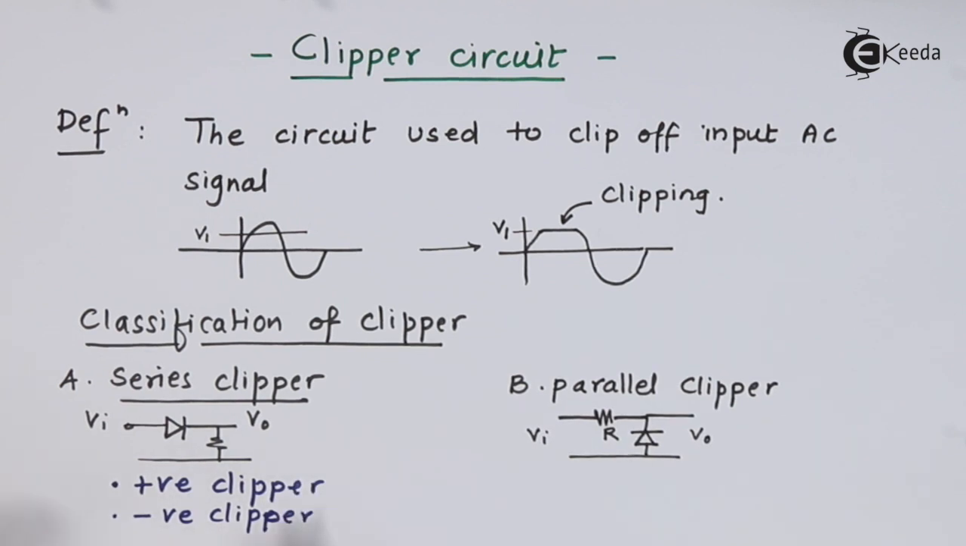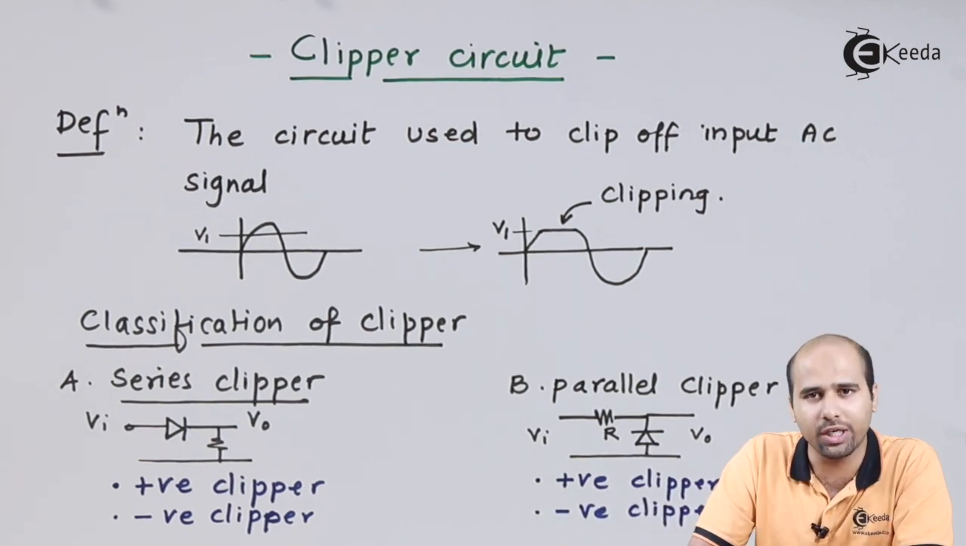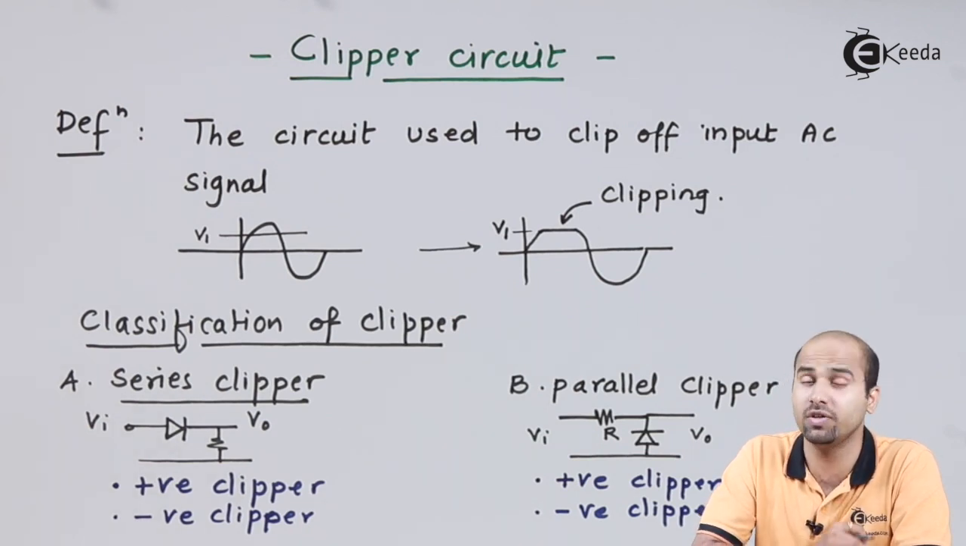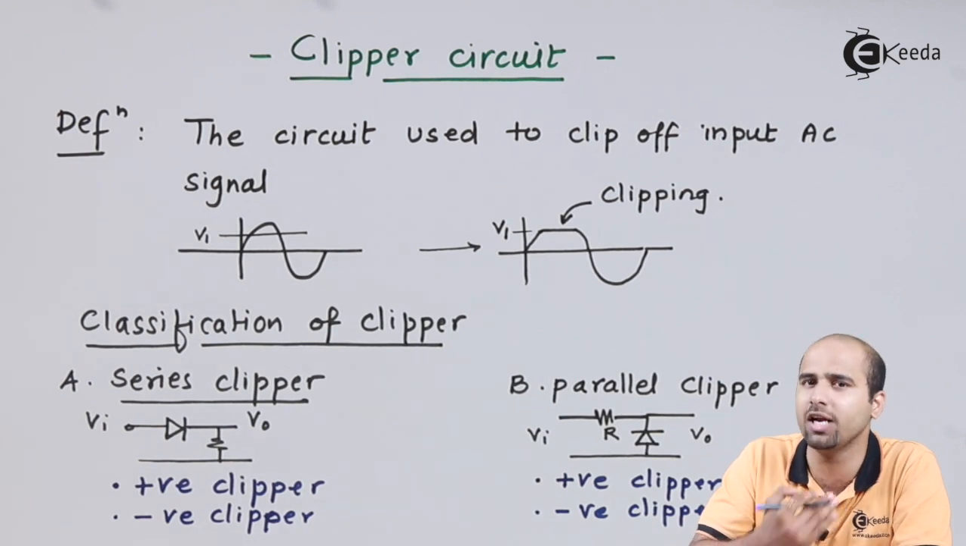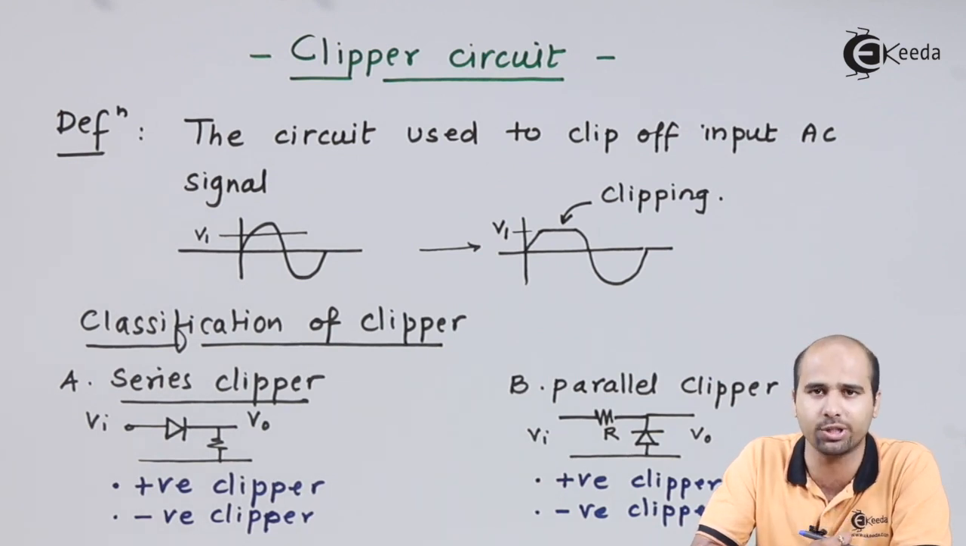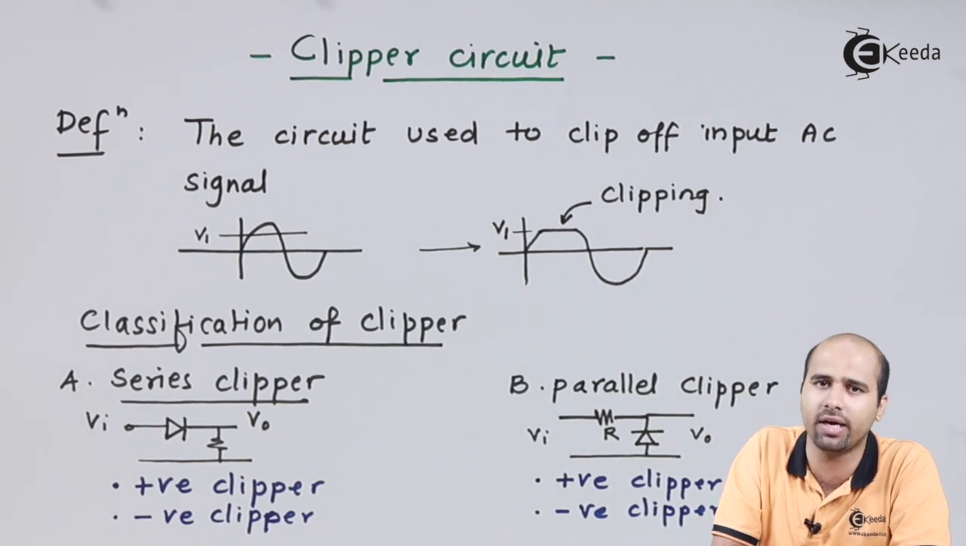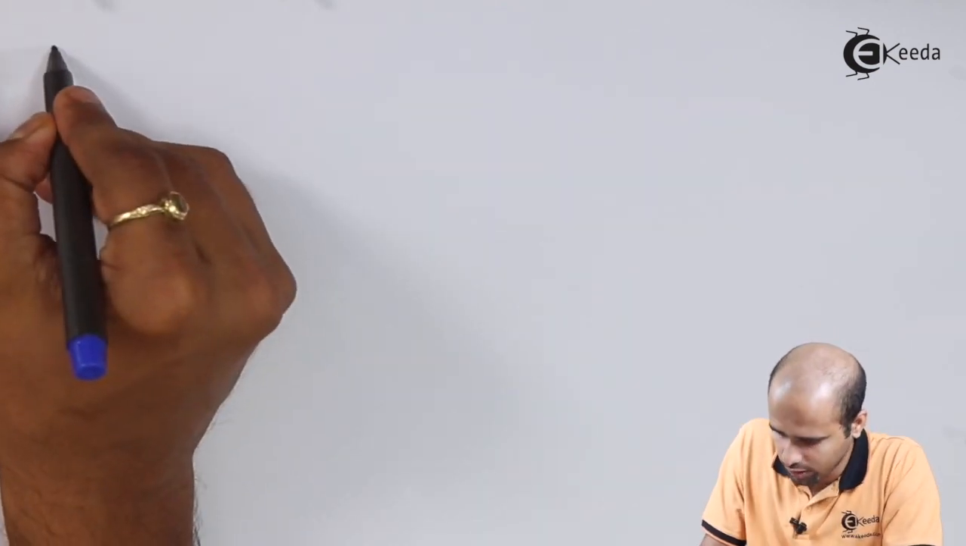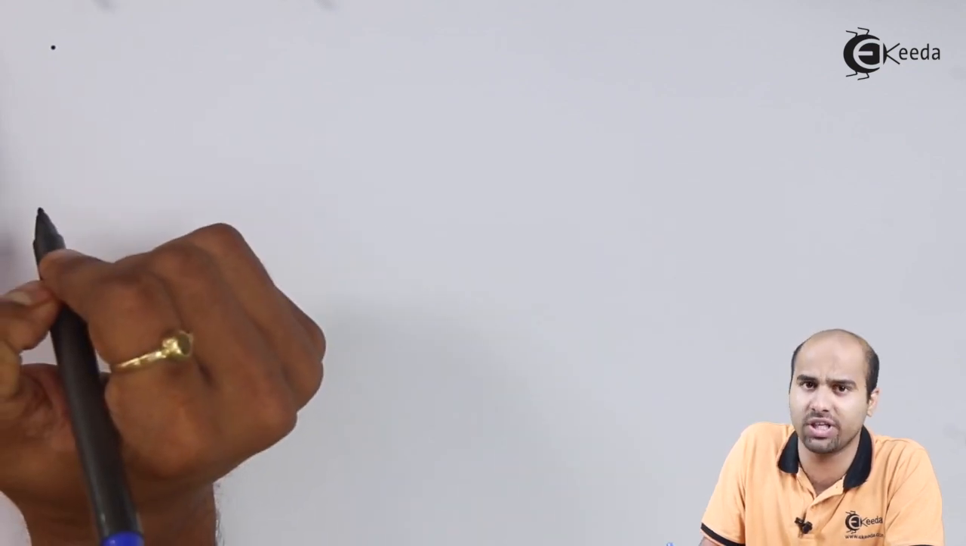In the same way as the series clipper, we will have one positive clipper and another negative clipper. I will give you a trick to identify which circuit is series clipper, which is parallel clipper, which is series positive clipper, which is parallel positive clipper, and so many other combinations, just by looking at the diode and resistor orientation. Now we will concentrate on each type of clipper. First of all, we will do series positive clipper.